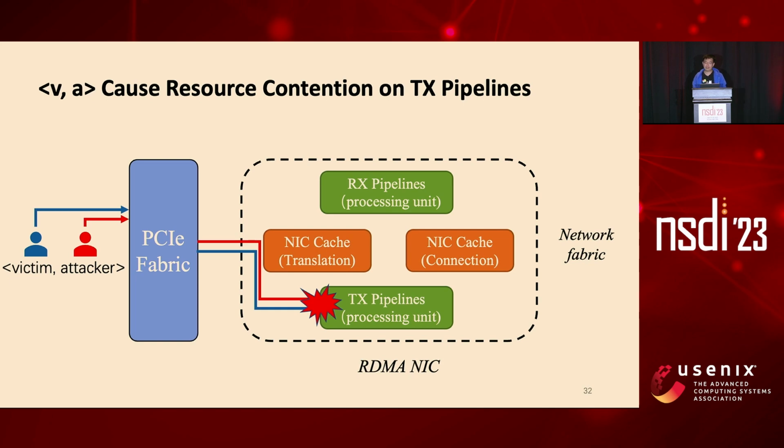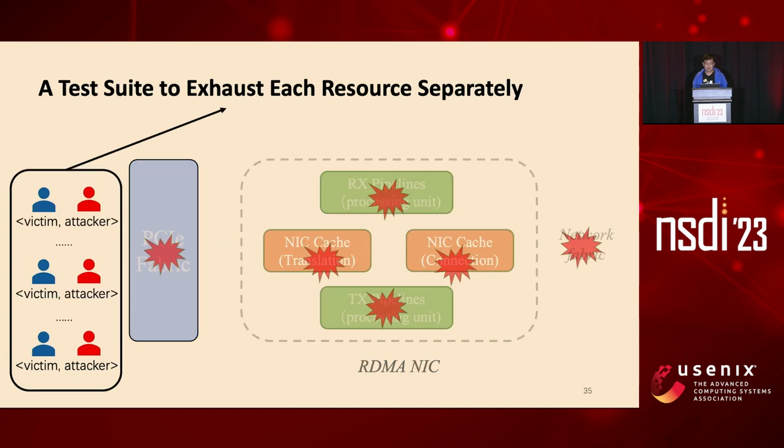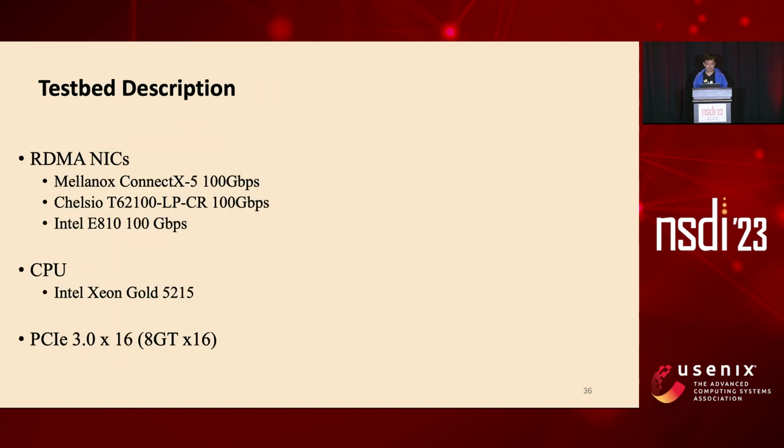In this way, we successfully get a set of workload pairs that are contending on particular types of resources. For example, some traffic pairs contend on the TX pipeline, and some contend on the NIC cache, and so on. And these traffic pairs together construct our test suite. Each pair in the suite targets a specific microarchitecture resource. Next, we will present some interesting results we get by applying this methodology.